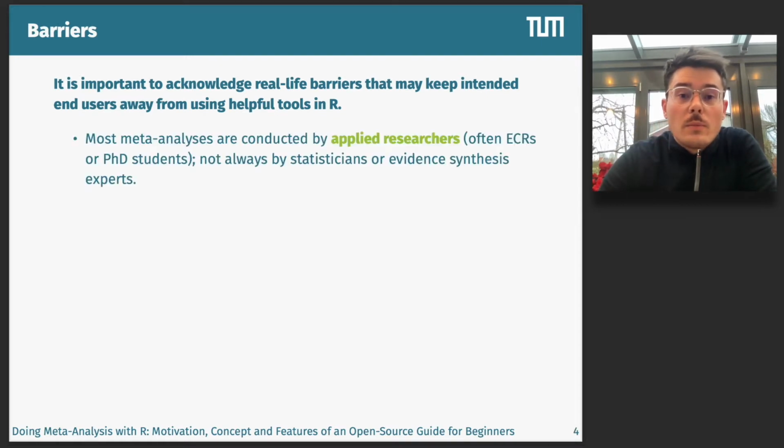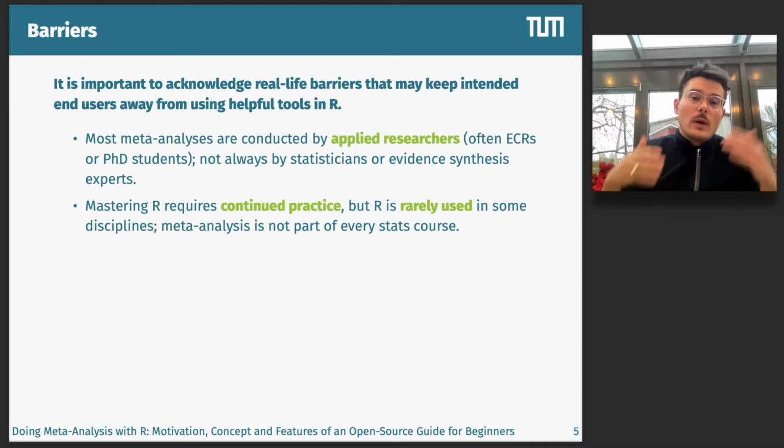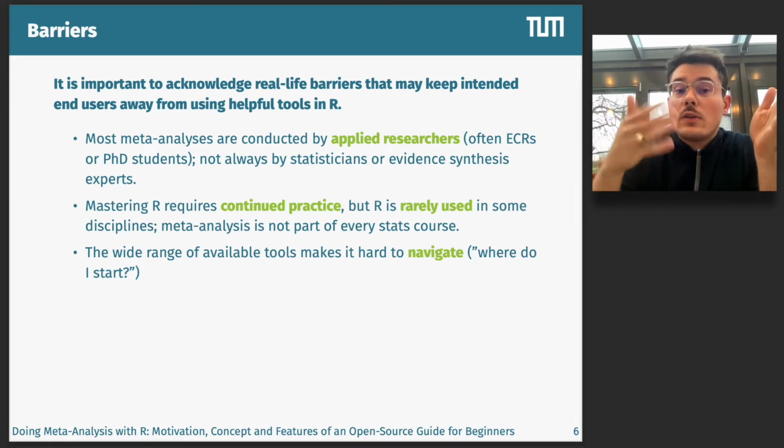First, for better or worse, most meta-analyses are conducted by applied researchers, often by early career researchers or PhD students, and not always by statisticians and evidence synthesis experts. Secondly, mastering R requires continued practice. R has a steep learning curve, but it is seldomly used in some disciplines. Meta-analysis itself is also not part of every stats course or curriculum in general. This wealth of available tools in R is also to some extent a double-edged sword, as this makes it harder to navigate this vast ecosystem, especially if you're a beginner, in the sense of where do I start?